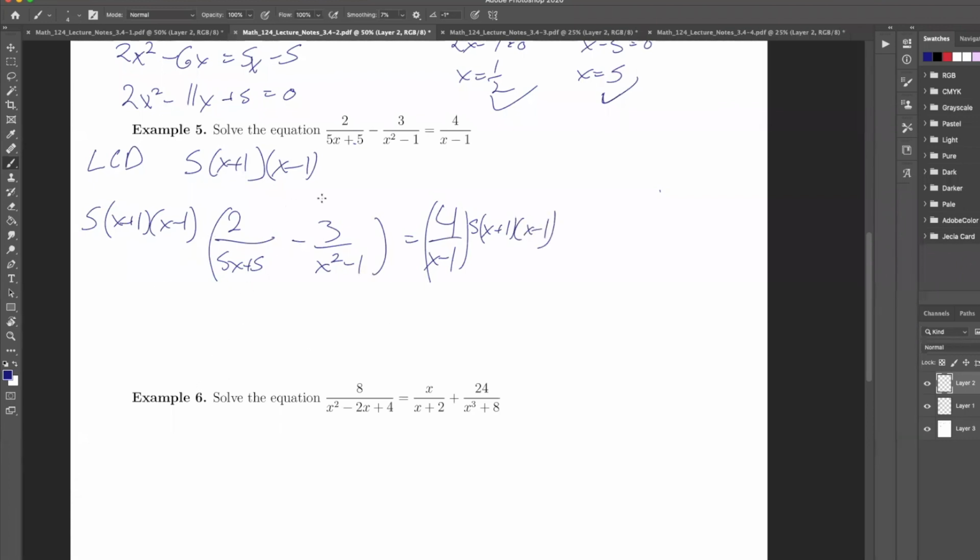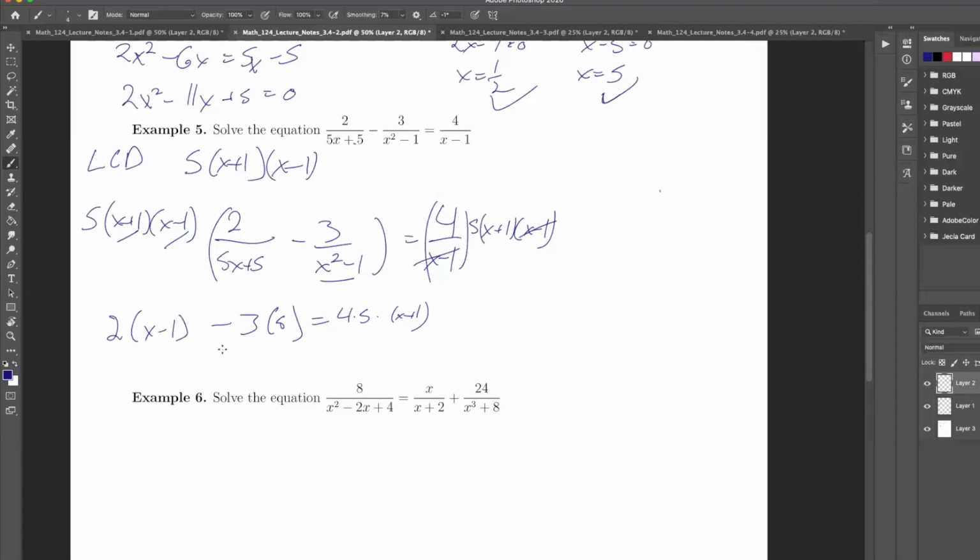All right, so here, remember, since this is a term, it'll be 2 times, so here it's 2. The 5 and the x plus 1 disappear for this one, right? And so I'm just left with x minus 1 for this term. For this term, it would be minus 3. And then for this one, we get rid of the x plus 1 and the x minus 1, and so I'm only left with 5. And then here, the x minus 1 cancels, so I'm left with 4 times 5 times x plus 1.